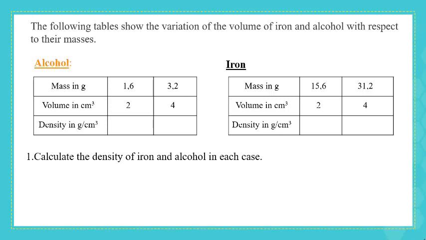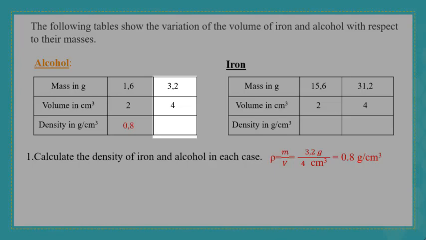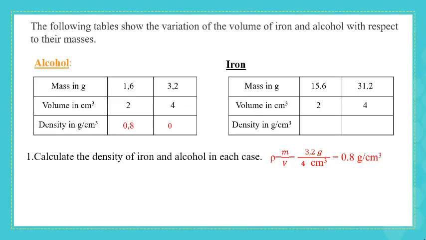For the first substance, alcohol, the mass is equal to 1.6 gram and its volume is equal to 2 centimeter cube. Then its density, by dividing the mass over the volume, is 0.8 gram per centimeter cube. For the next values, its mass is 3.2 and its volume is 4. Divide them, and you'll also get 0.8 gram per centimeter cube.